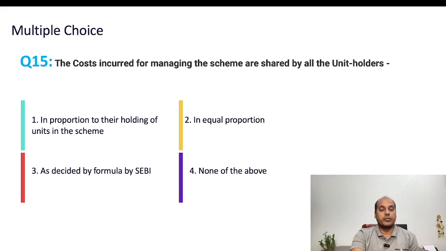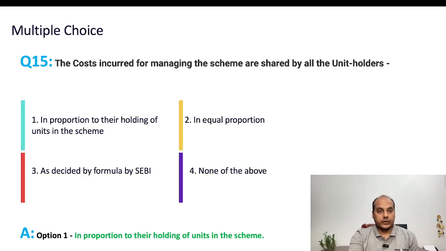So generally, for example, the total expense ratio, TER, that's what it's called. If the TER of a fund is, let's say, 1%, someone investing 10,000 will have to pay, it's part of the NAV itself, 1% of 10,000, which is 100 rupees. And someone investing 1 lakh has to shell out 1,000 rupees, and it is adjusted in NAV. Nobody has to pay it out of pocket. So option 1 is correct.